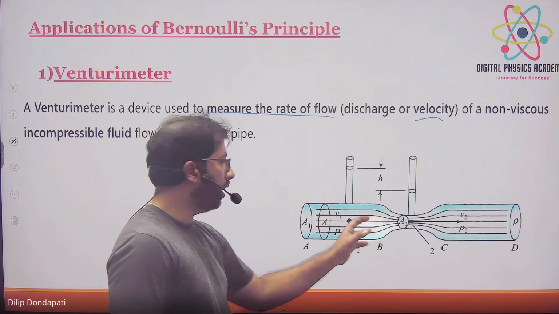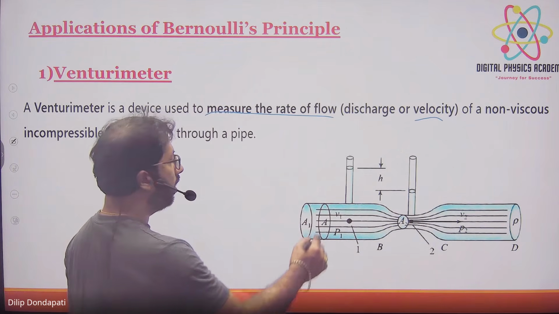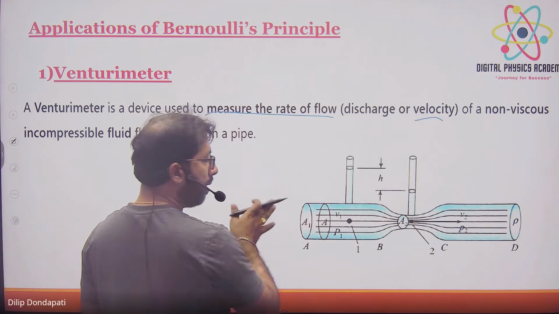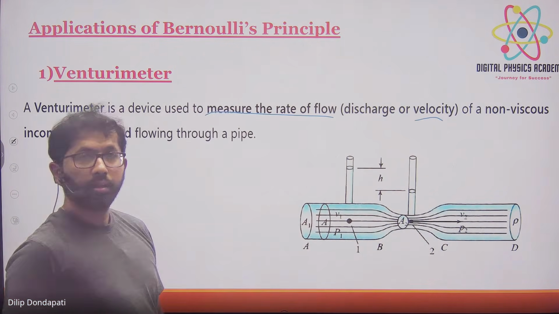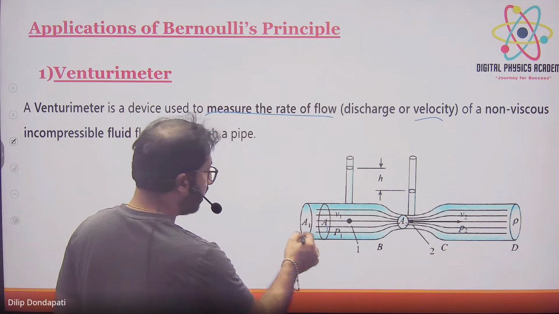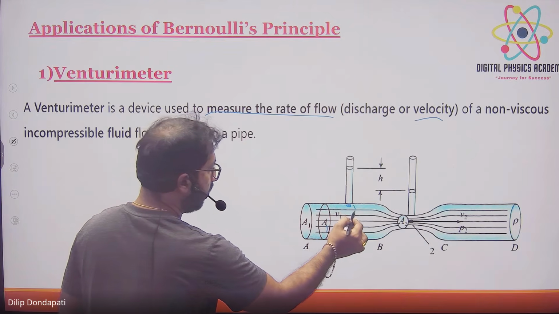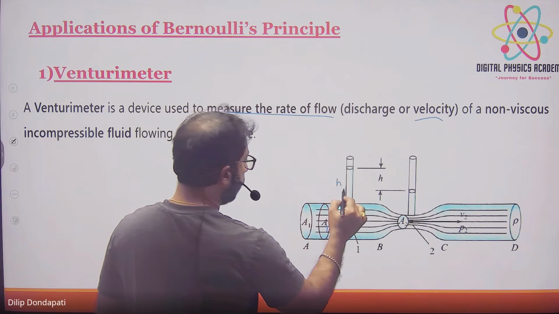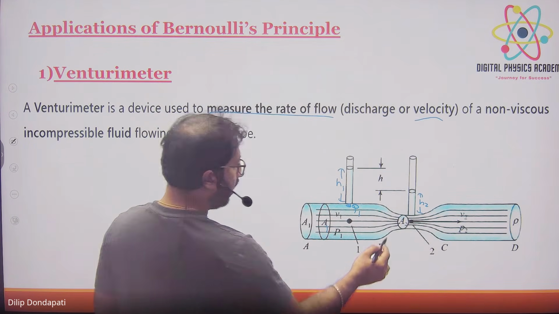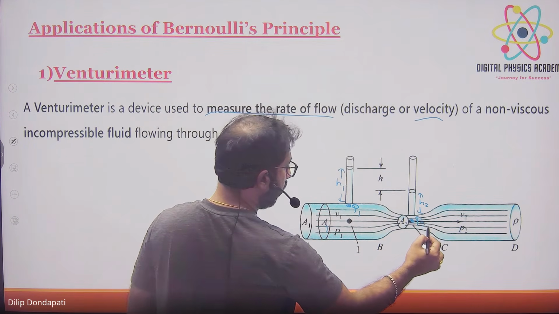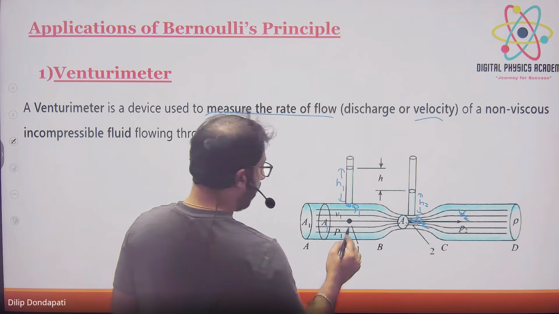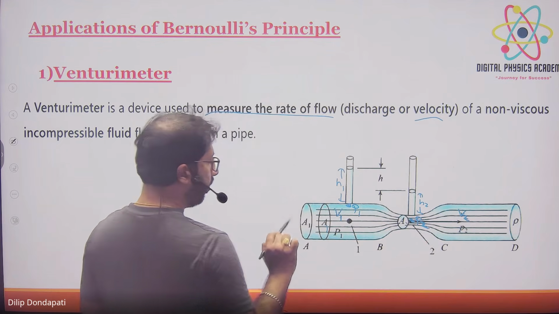Venturimeter का ये instrument है, ऐसा shape है. Okay, and here tubes open to the air, tubes are there, and इसमें पानी जा रहा है. पानी जाने समय, इसका area A1 है, इसका pressure at this point is P1, and मान लो height H1, and this is H2 height है. Okay, and this point का pressure is P2 and इसका velocity is V2. Okay, and इसका velocity here is V1 and area is A1.